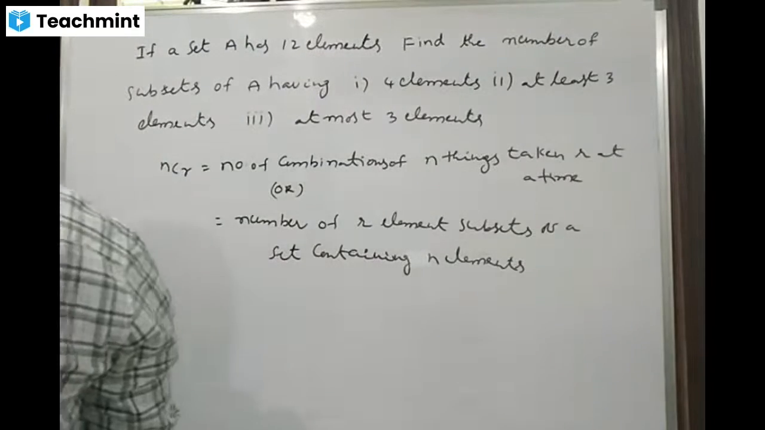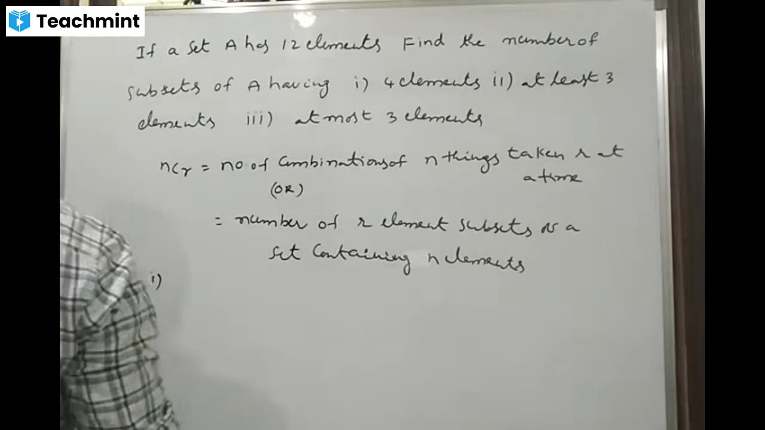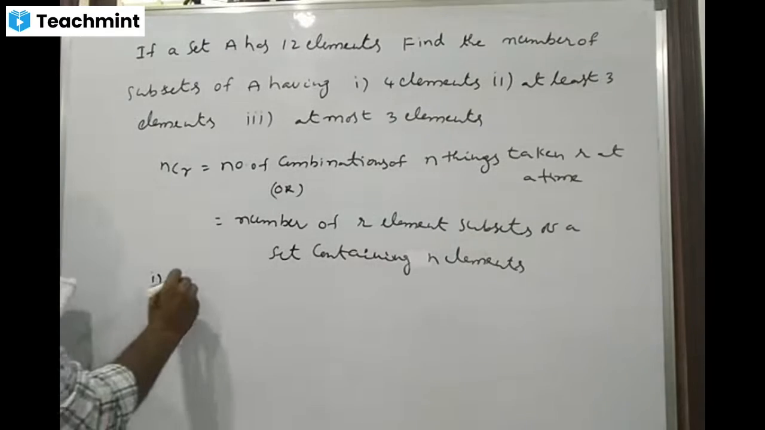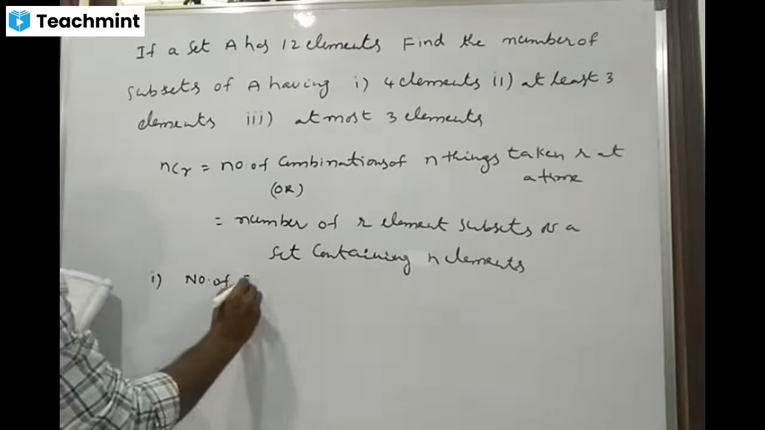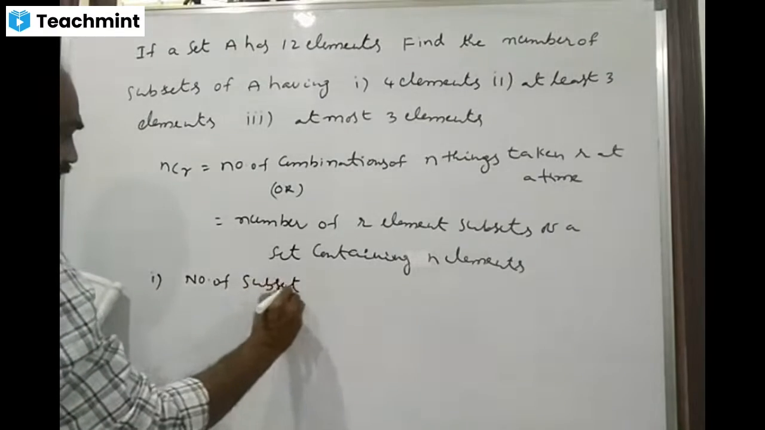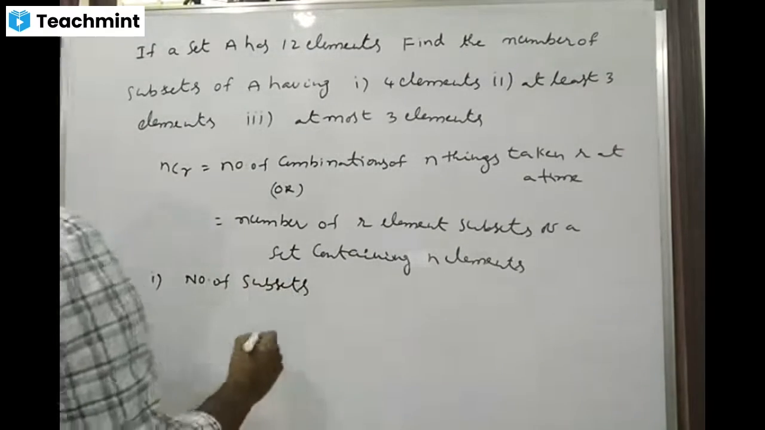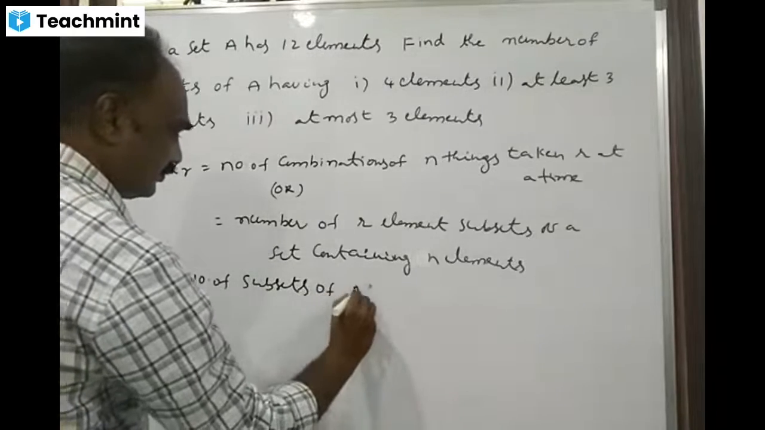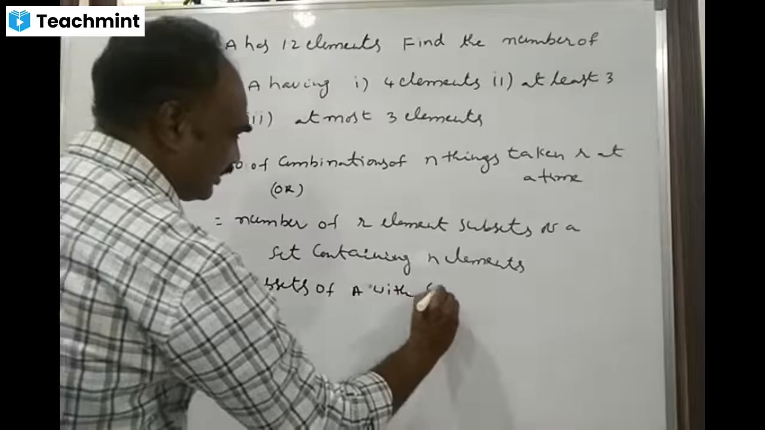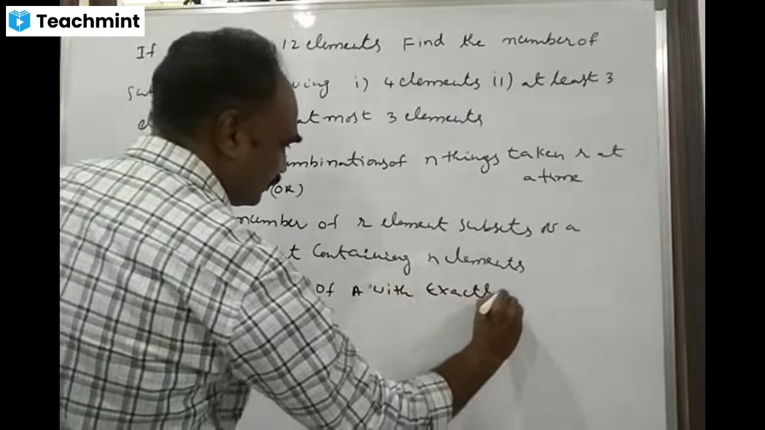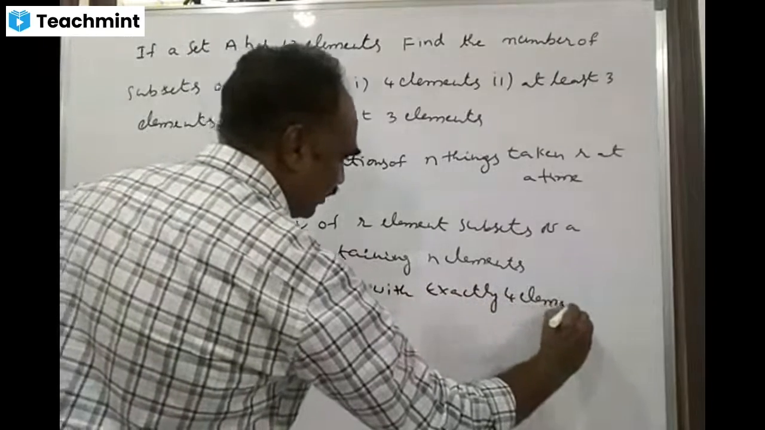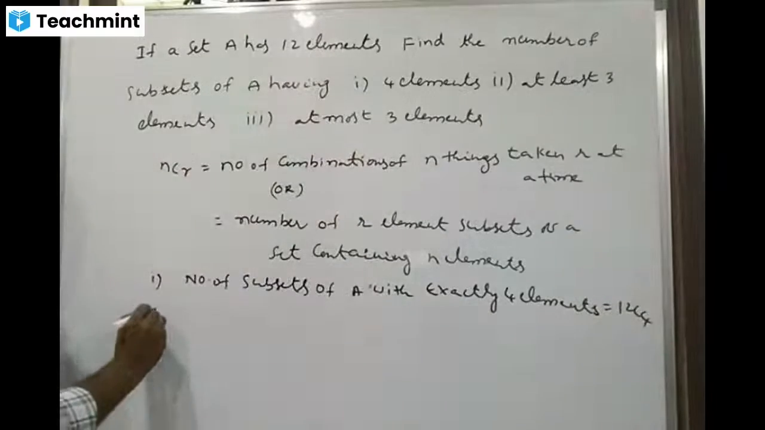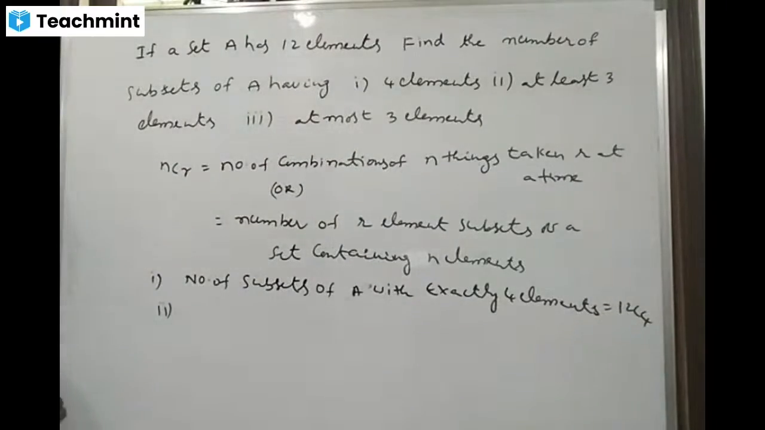Question number 1: the number of subsets of A with exactly 4 elements. First question answer: 12C4. Next, friends, question number 2.